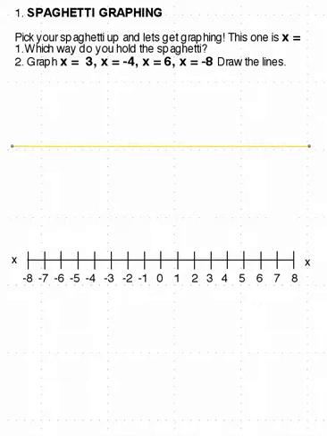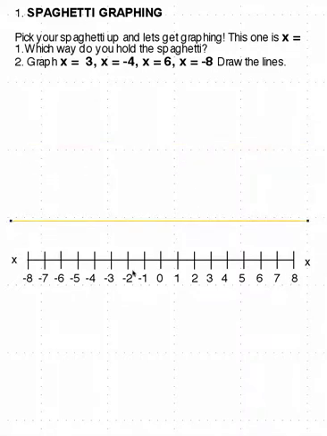Okay, here we go with the spaghetti graphing. What we have here is we talked about that the x-axis is starting at 0 in the middle. We got positives going towards the right side and negatives towards the left. And I got my piece of spaghetti here.